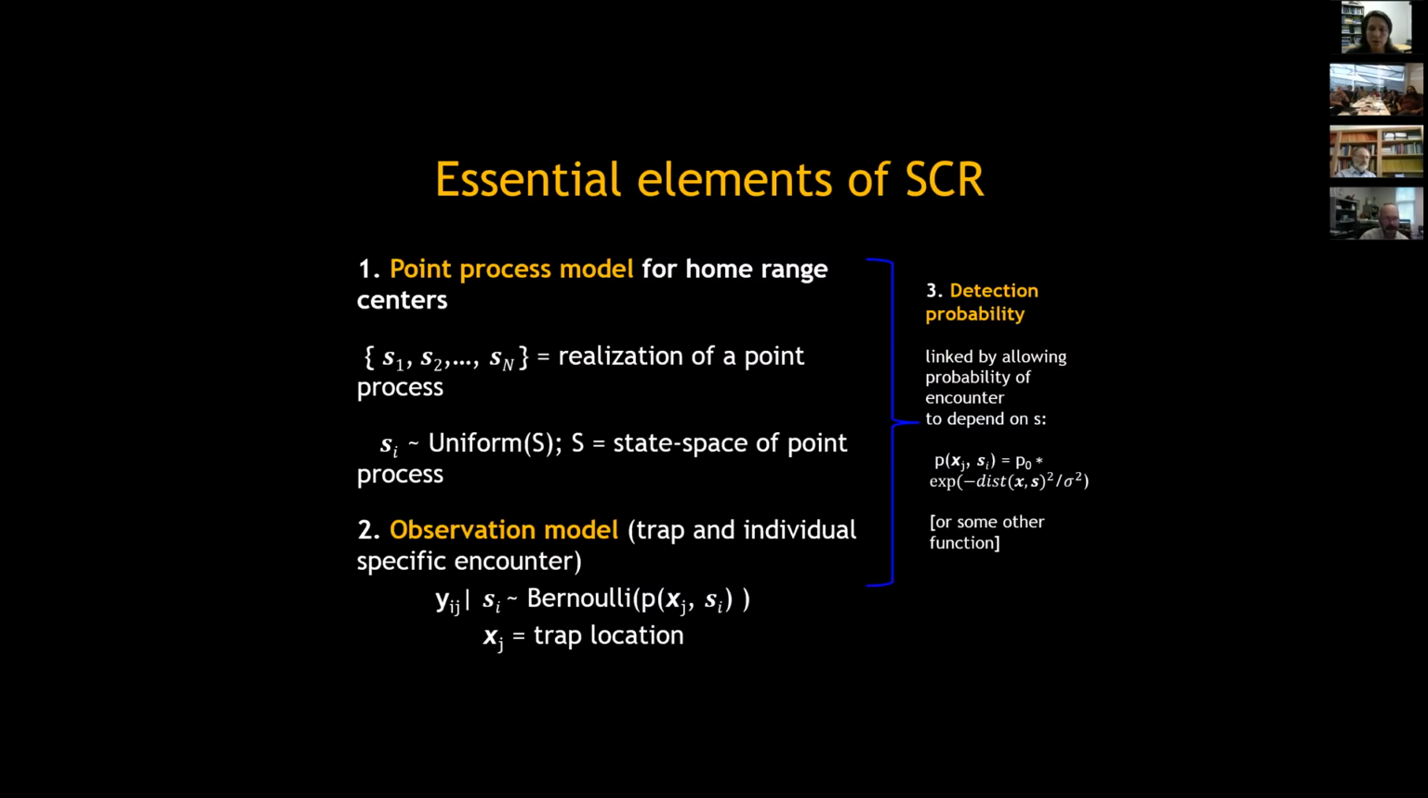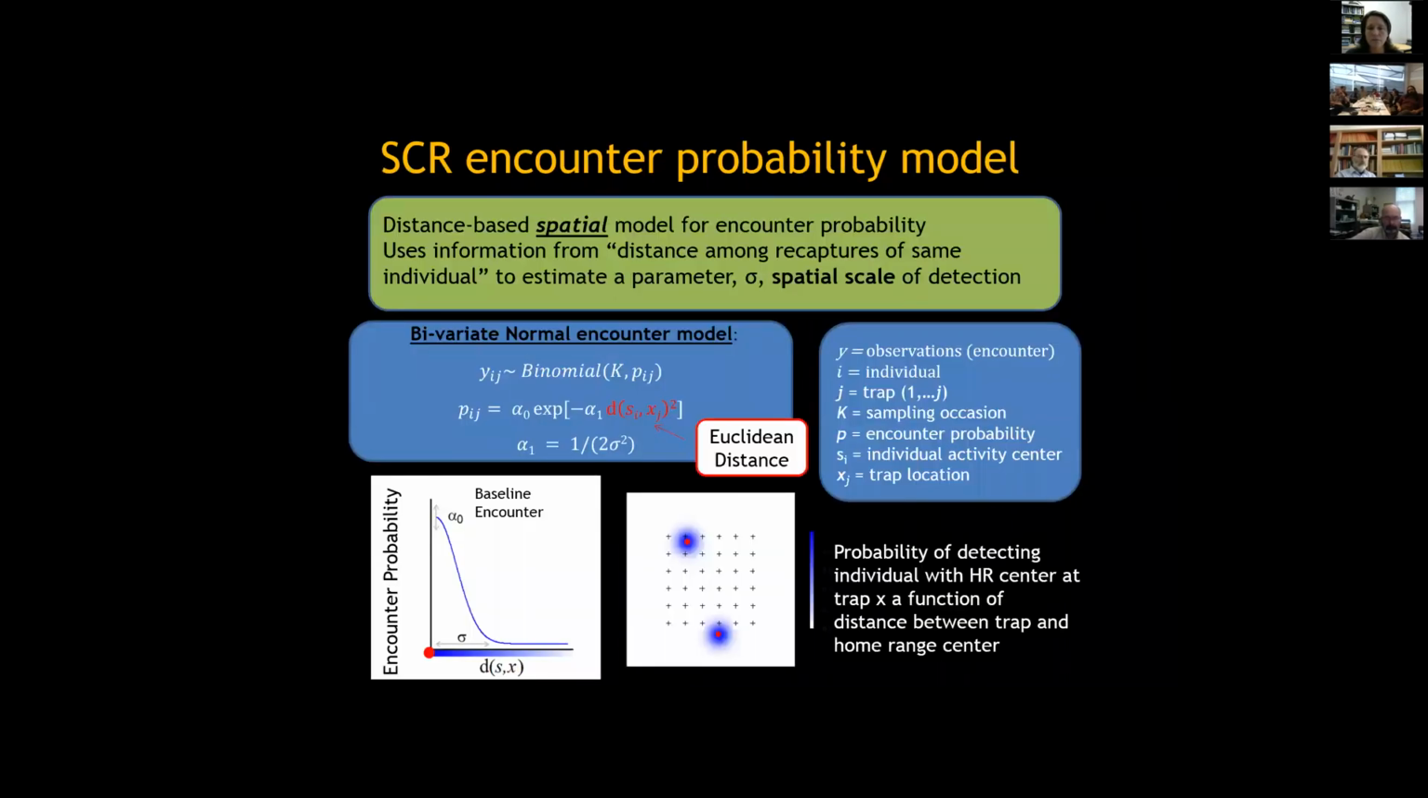So for example, if you have some kind of sampling device and you can detect an individual an arbitrary number of times during a particular sampling interval, you could then use an observation model for encounter frequencies, like a Poisson model. The third element is detection probability. There's a detection function that connects the point process model and the observation model. And this is kind of everything put together on one very large slide with a lot of information.